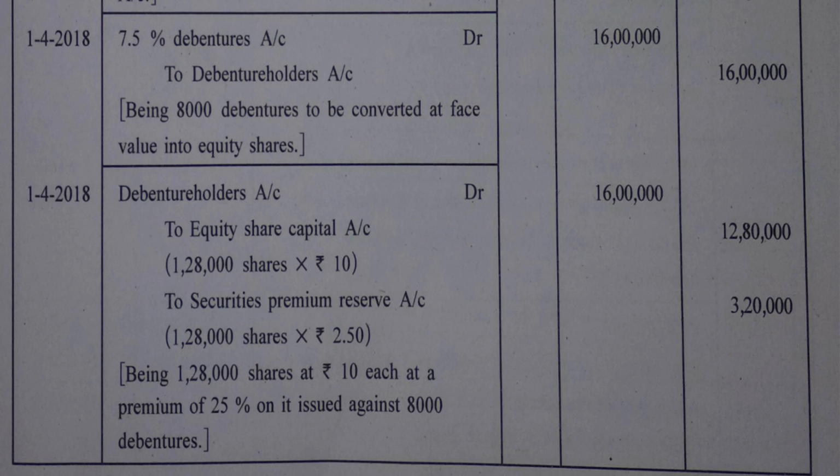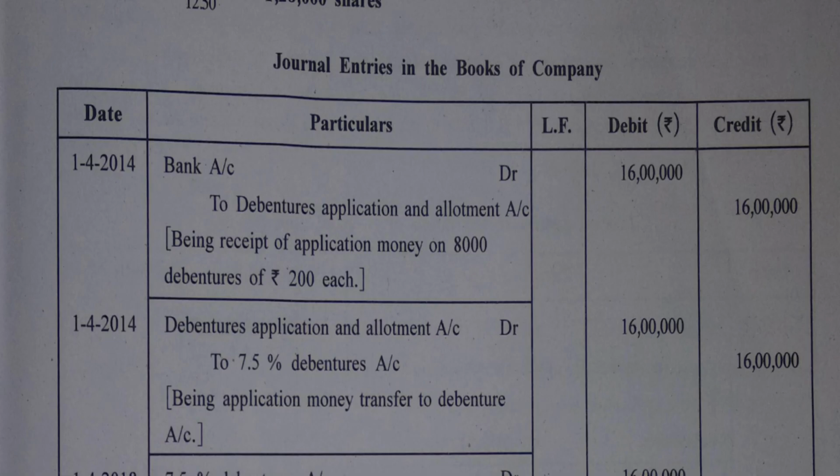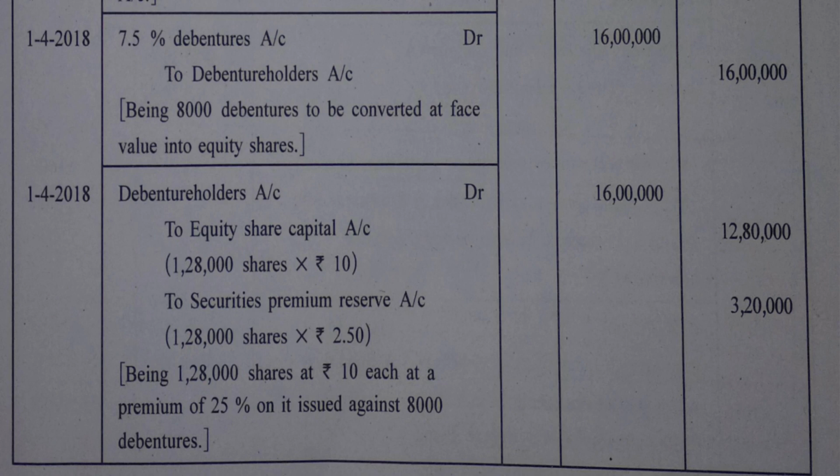7.5% debentures account debit. You can see the date, it is 1/4/2018, after 4 years. The debentures have been issued in 2014 and are returned after 4 years. How much amount is to be given to debenture holders? 16 lakh of course. So 7.5% debentures account debit 16 lakh to debenture holders account 16 lakh. Debenture holders are the creditors of the company and hence the debenture holders account is to be credited.